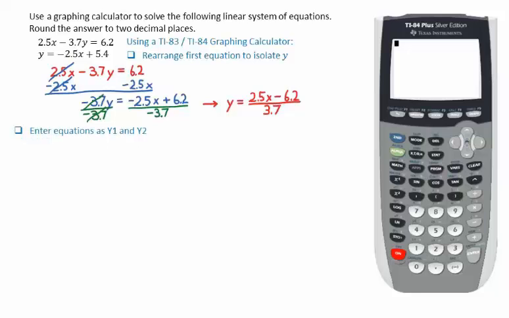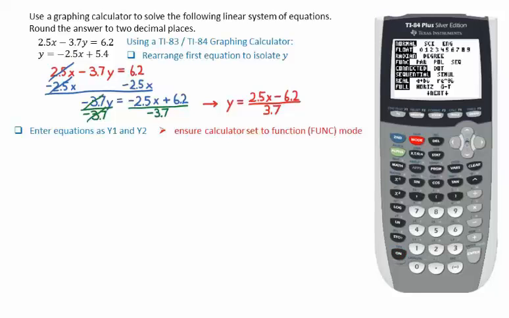We then enter both equations as y1 and y2. We must ensure that the calculator is set to function mode. To do this, we can press the mode key. In this case, we are in function mode.